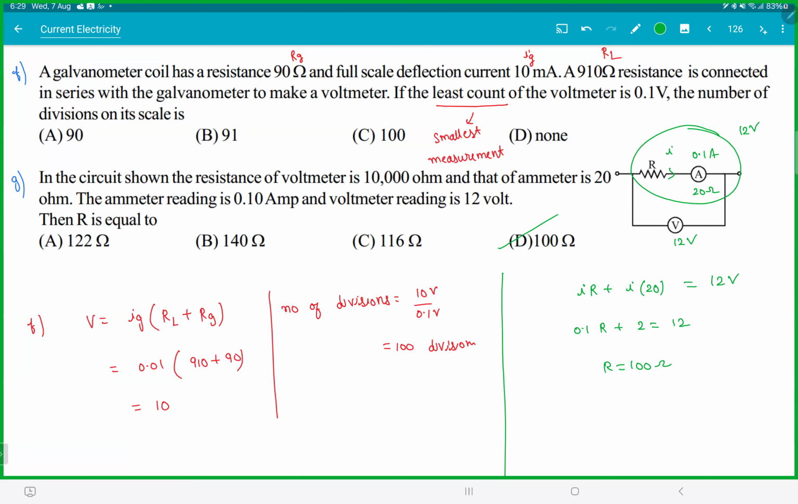You know the current in the upper branch, you know the voltage across the whole branch. So then current into resistance of the upper branch should be 12 volts.